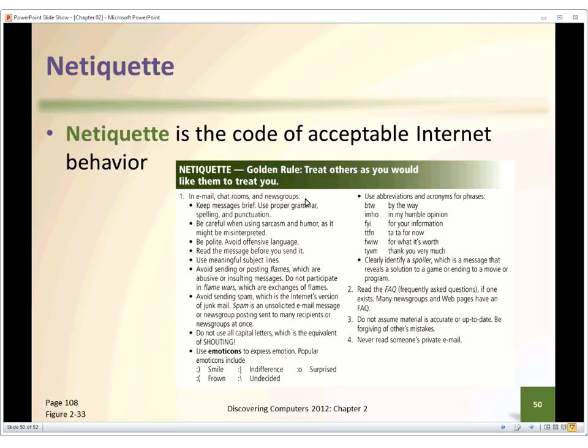So here's a list of some of those etiquette rules. I'm not going to read them all here, but they're worth taking a look at, and more importantly, they're worth following. Right? You want to make sure that you're participating in an acceptable manner on the internet as well. And if you don't, you might get banned, right? And then you won't be able to log on at all.